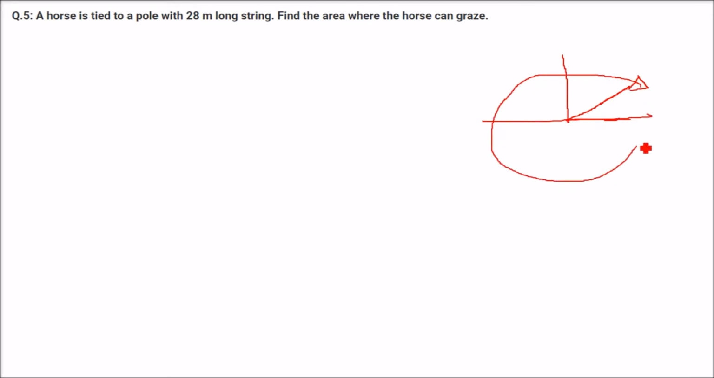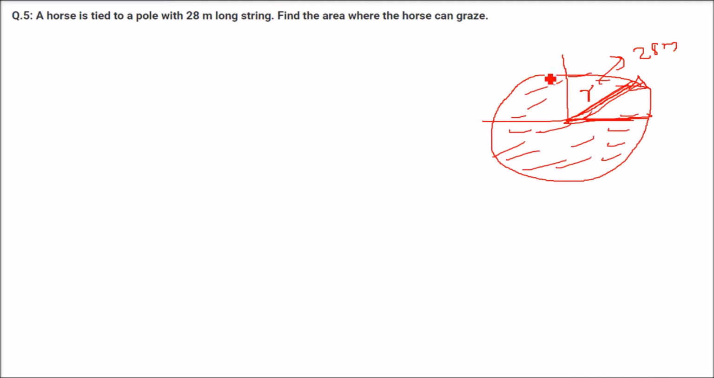Now when the horse moves around, it will make a circle. This is a radius. So the radius is nothing but 28 meters. Because the string is of fixed length, he is going to graze only this area. He may move around or revolve around the center point, which we call the center of the circle.